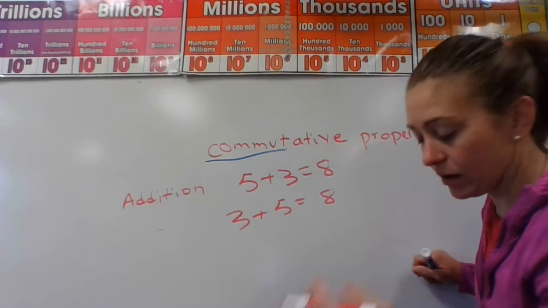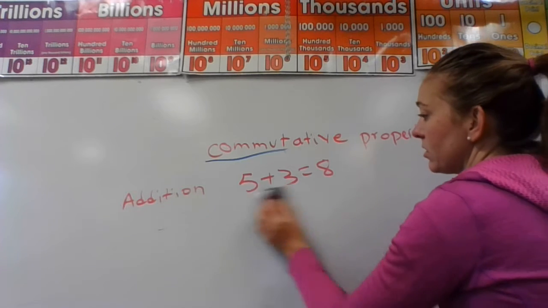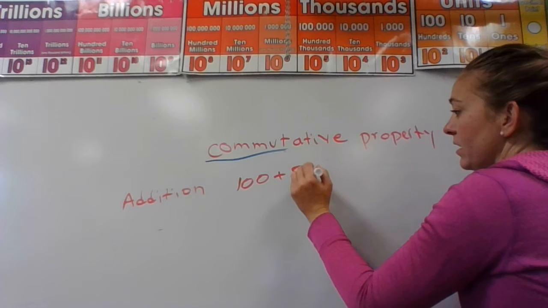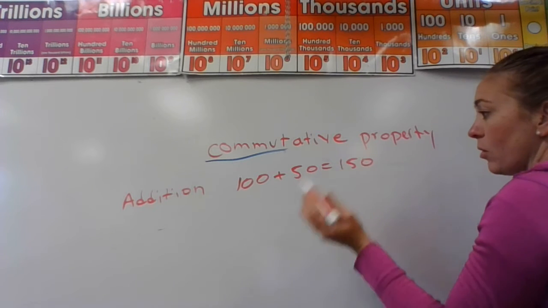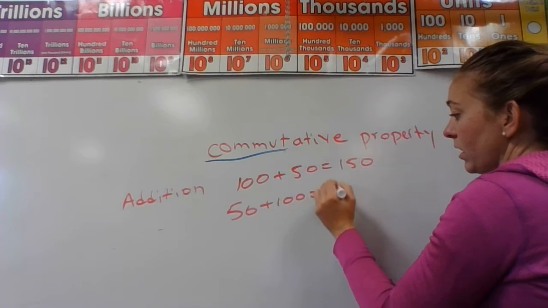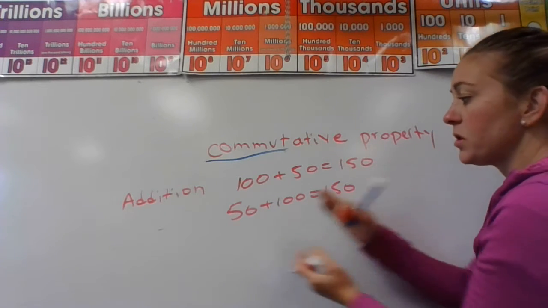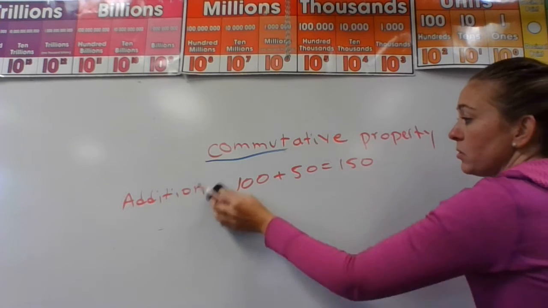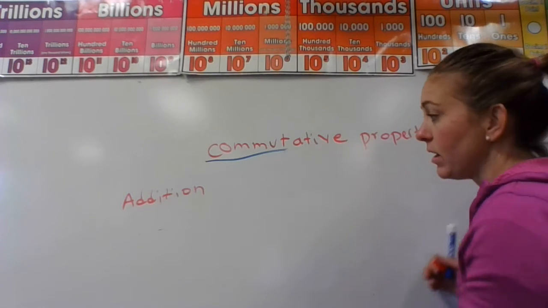You can do that with anything when adding. I could say 100 plus 50 equals 150, or I could say 50 plus 100 equals 150. Either way, no matter which way I add them, I come up with the same thing. And you can do it with more than two numbers. It doesn't matter how many you have.